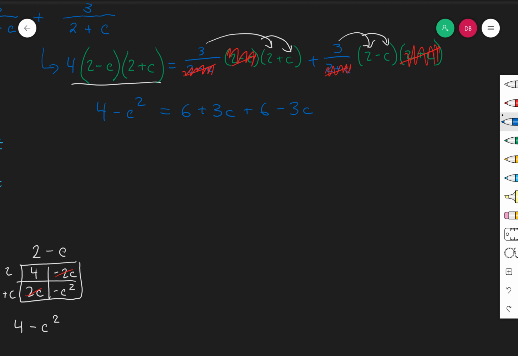We know how to solve this. We want to get it into standard form, and then it's a quadratic that we can solve. So first, hopefully you recognize that positive 3c and negative 3c will cancel out. So those will go away. 6's will not go away because they're both positive. So we've got 4 minus c squared is equal to 12. 6 plus 6. All right. Now we can subtract 4 from both sides.